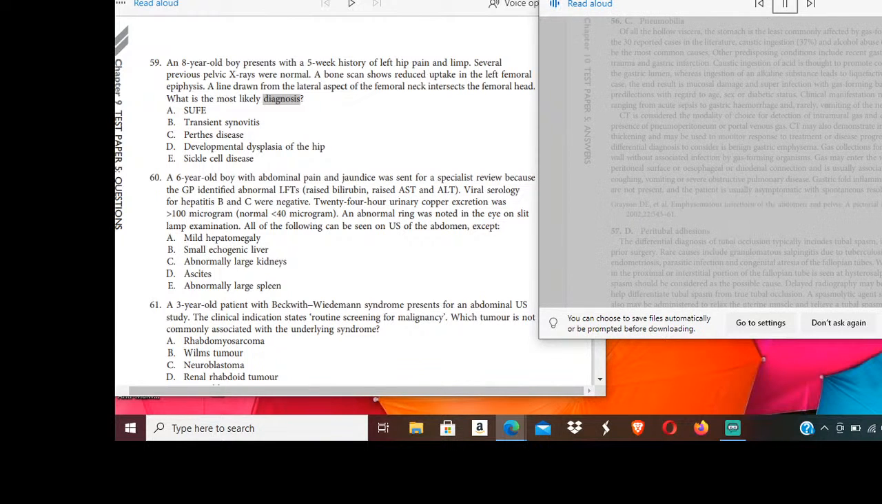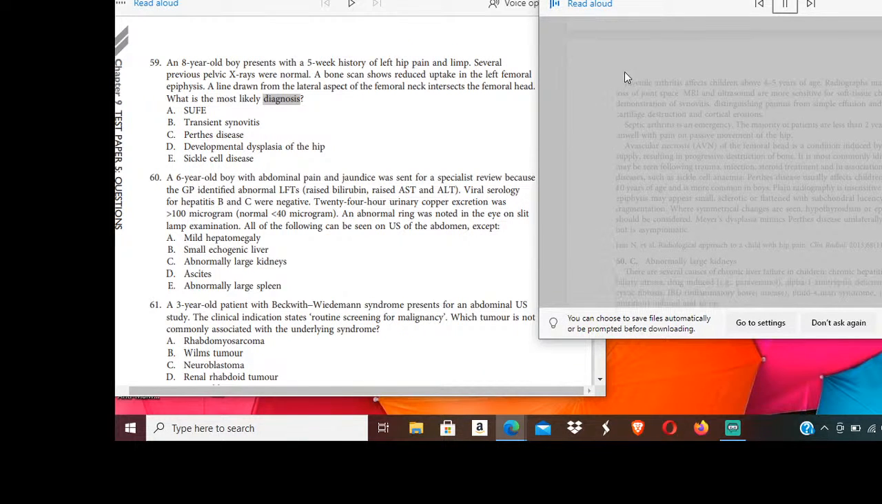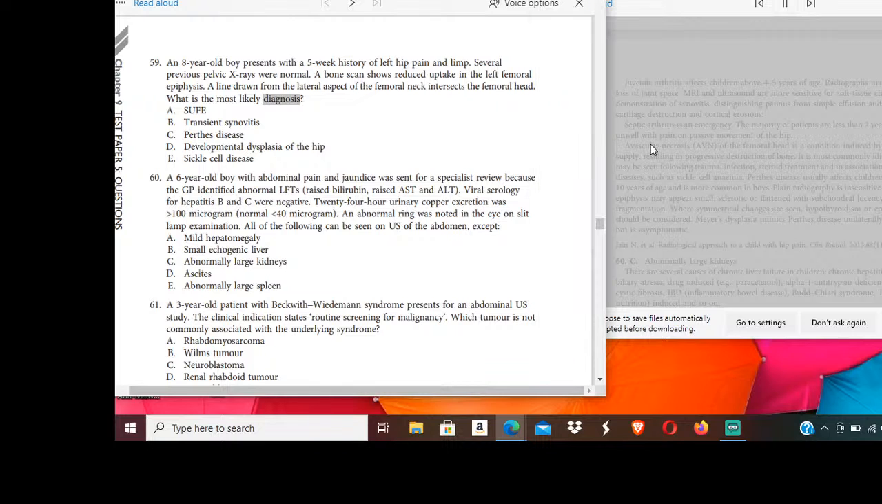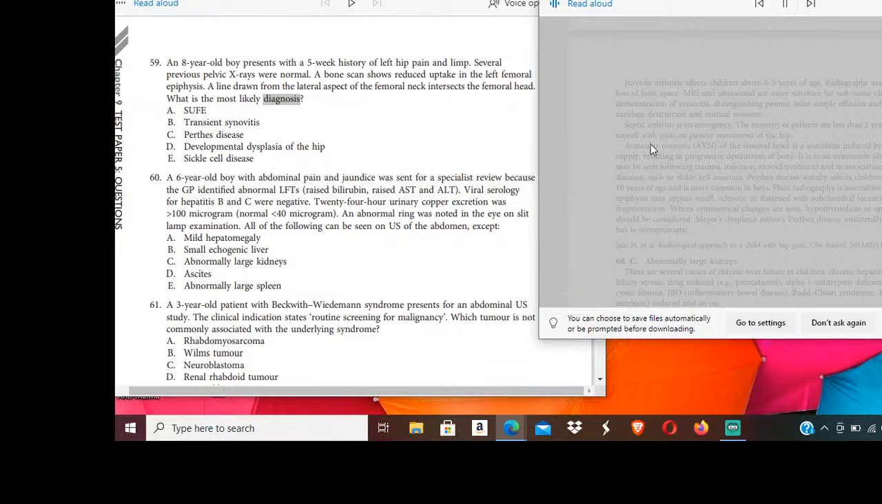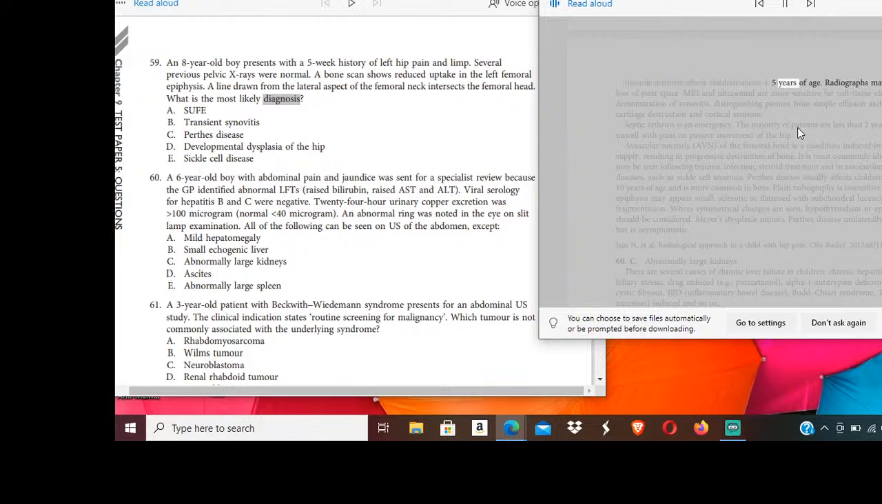Chapter 10. Test Paper 5, Answers. 284. Juvenile arthritis affects children above 5 years of age.